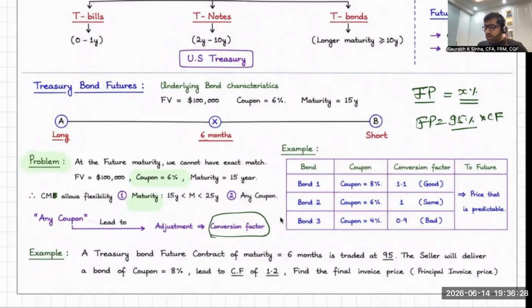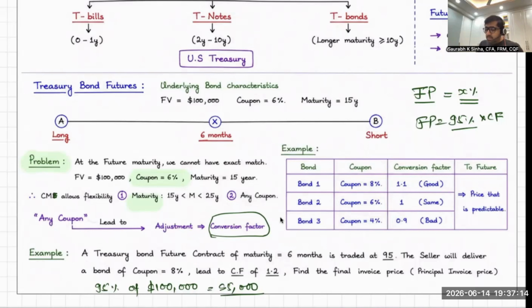Okay. So let's look into the example of how it will get adjusted and what would be the final price, and should we call it a final price or is there a different terminology to it. So the example is a treasury bond future contract which has a maturity of 6 months and is traded at 95. When you see 95 or 96, it means that it is a percentage. So 95% of what? Of $100,000. So that is $95,000.